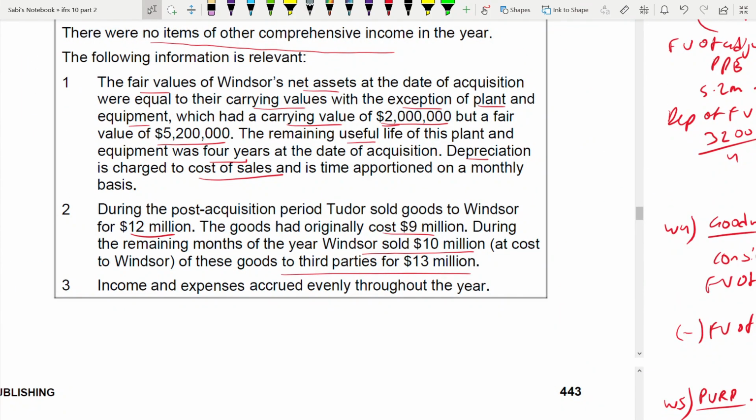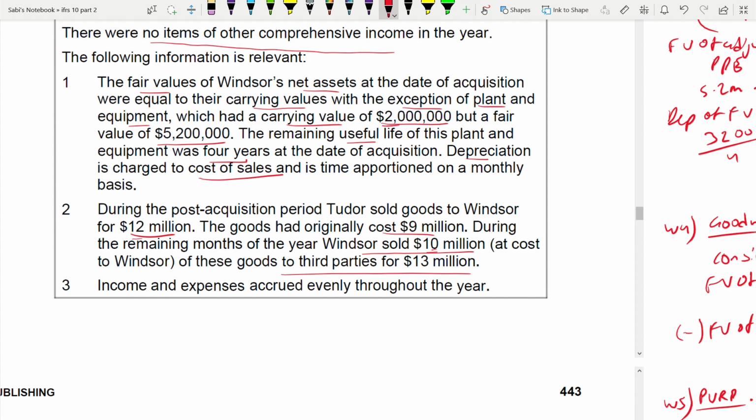Okay, here Vista sold. During the post acquisition period, the parent sold goods to Vista for 12 million. These goods had originally cost 9 million. During the remaining months of the year, Vista sold 10 million of this to a third party. So Tudor sold goods to Vista for 12. Vista then sold this for 10 million.